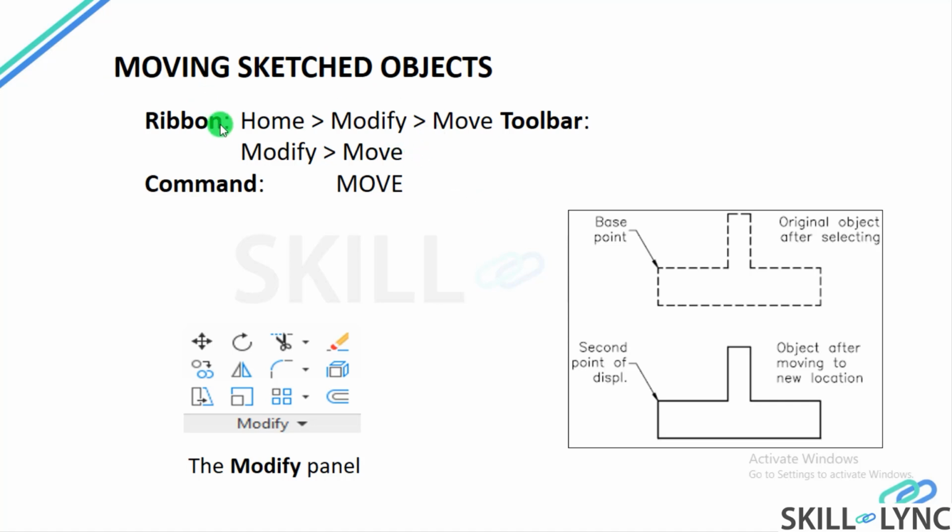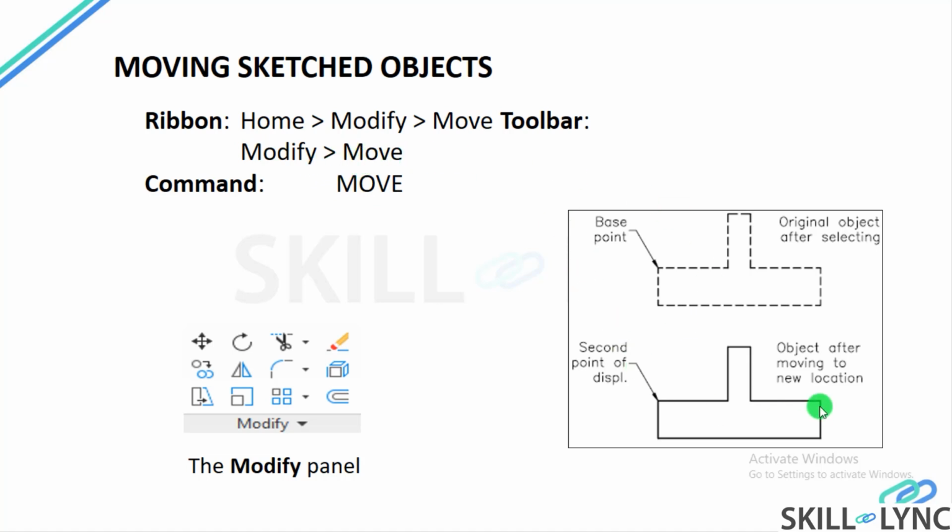Here we can invoke this from the Home tab, in the Modify panel. We can have the Move tool. You can see the icon of the Move tool is with this arrow mark. This is the conventional symbol for the Move tool. The command is M or MOVE, or you can also select the Move tool from the toolbar.